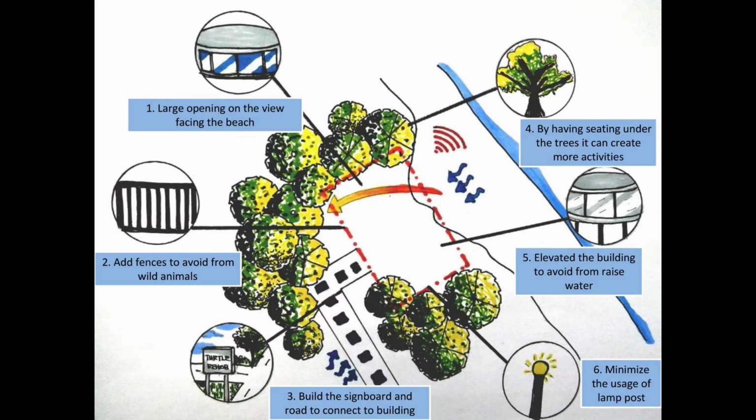Firstly, I decided to make a large opening on the view facing the beach. Second, add fences to keep out wild animals. Third, build the signboard and road to connect the buildings. Fourth, by having seating under the trees, you can create more activities. Fifth, elevate the building to avoid raised water. Sixth, minimize the use of lampposts to prevent disturbing the turtles as they interact with each other.